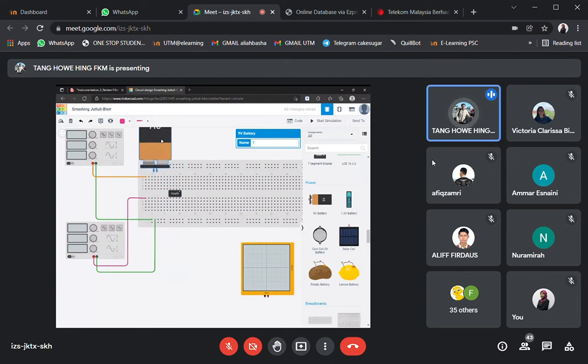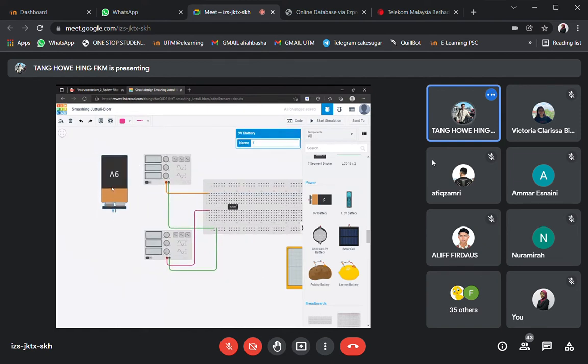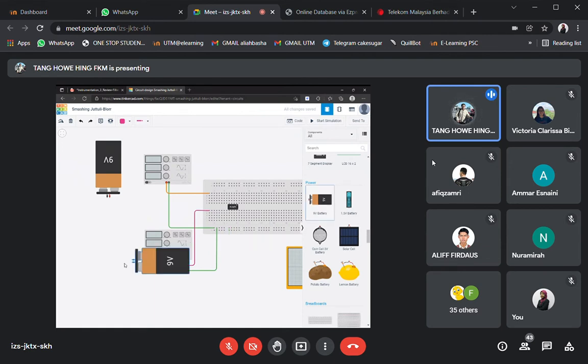All right, so I'll rotate this. All right, it's too big, so I'll just okay. And then another battery, 9-volt battery. So now I'm going to generate a positive and negative power supply. First positive to ground.